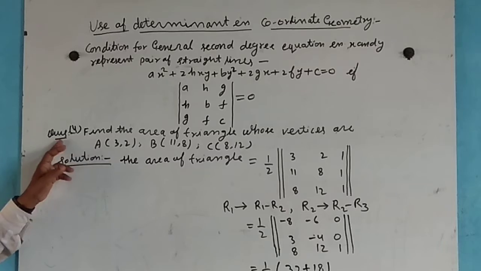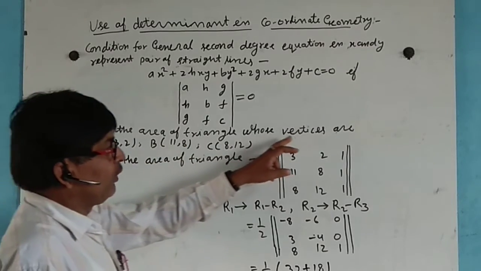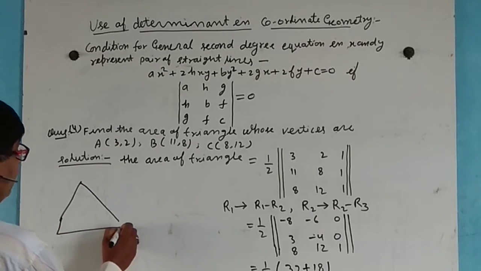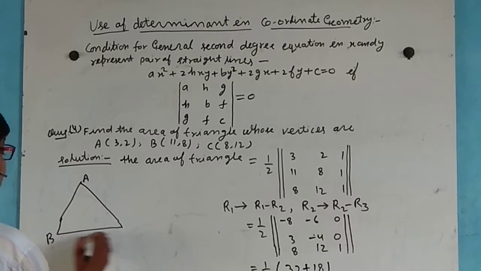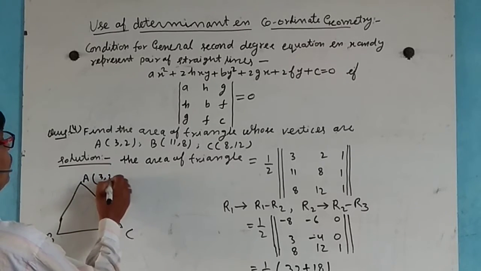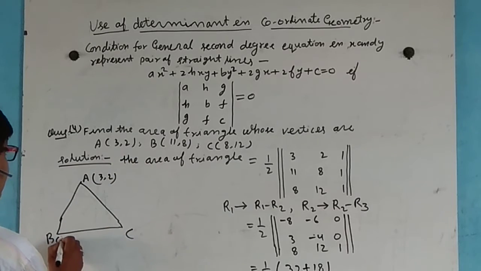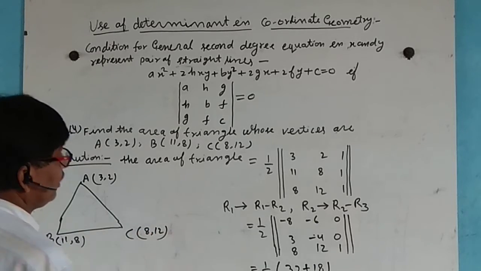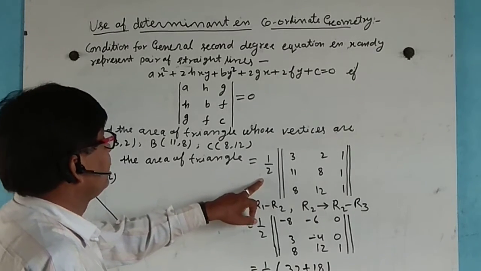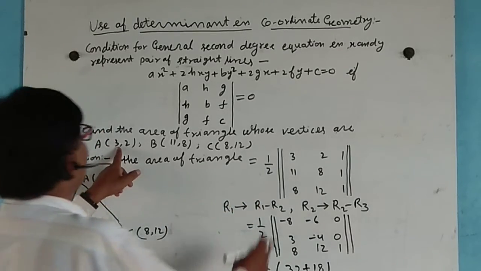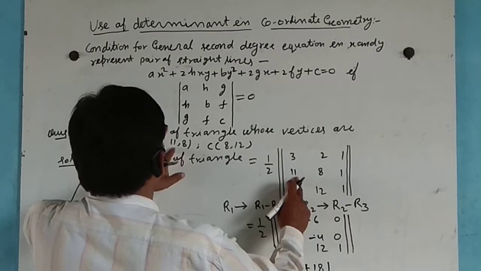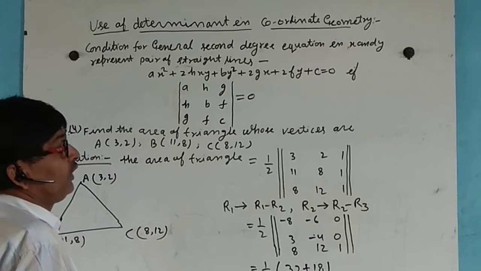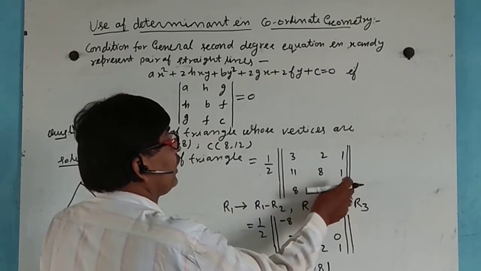Now question number 4: find the area of the triangle whose vertices are given here. This is a triangle with A (3, 2), B (11, 8) and C (8, 12). Here the area of the triangle is half the determinant with rows 3, 2, 1; 11, 8, 1; 8, 12, 1. This is the determinant in bracket form.